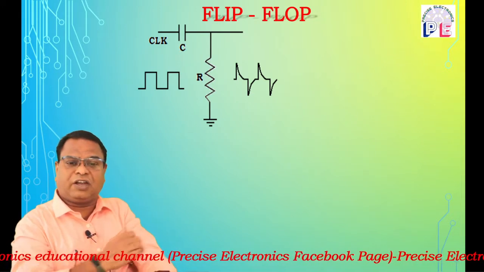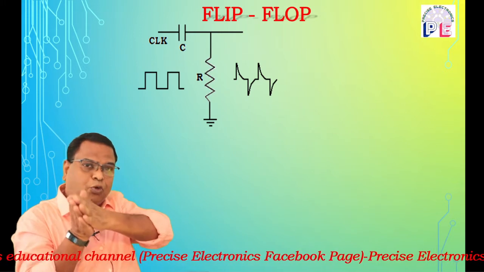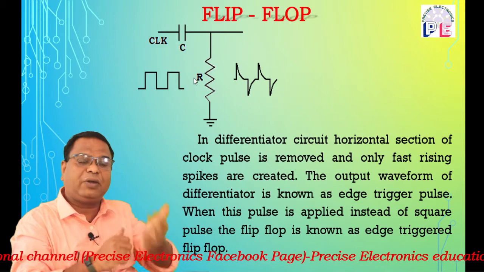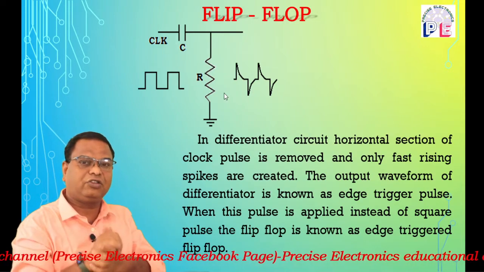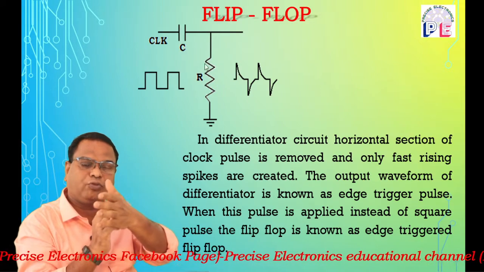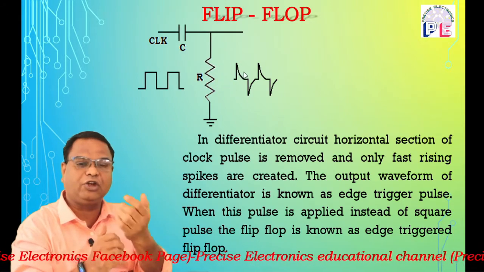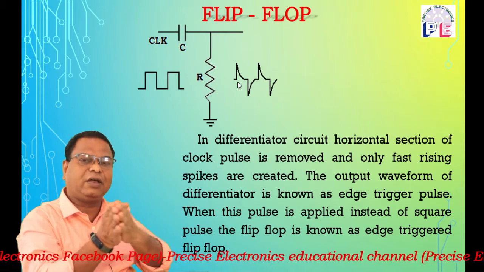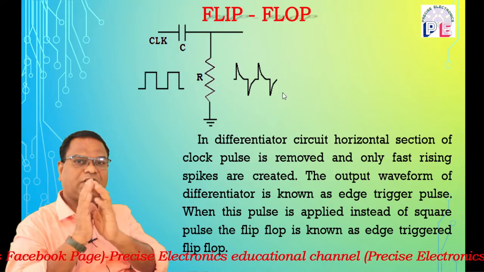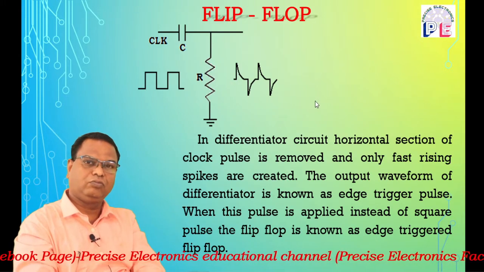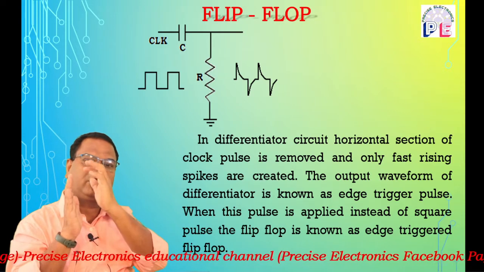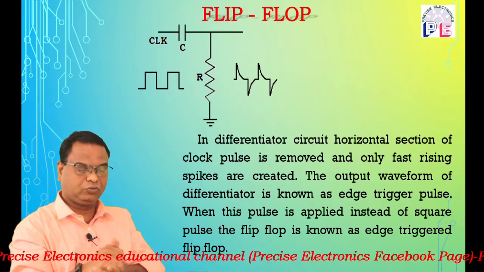How does this circuit convert? The input is applied to the capacitor and the output is delivered by the resistor. This circuit converts the positive part of the clock pulse into positive spikes and the negative part of the clock pulse into negative spikes. When these spikes are applied to the flip-flop, it is known as edge trigger flip-flop. That is the concept of edge trigger flip-flop, meaning that by using the differentiator circuit we convert the clock pulses into spikes.